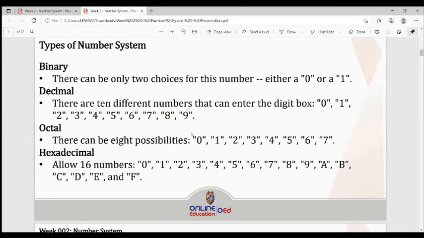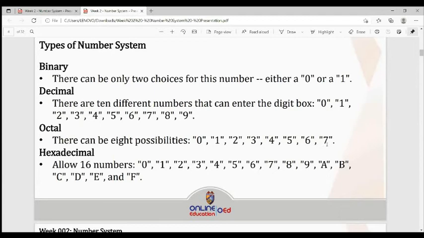So octal, this is a base of 7. It is composed of 0 to 7. So 0 to 7, it has 8 possible outcomes. We have 0 up to 7 only. So pag 88 na yan or 78, hindi na siya octal. Decimal na yon. So we have 0 up to 7 only.